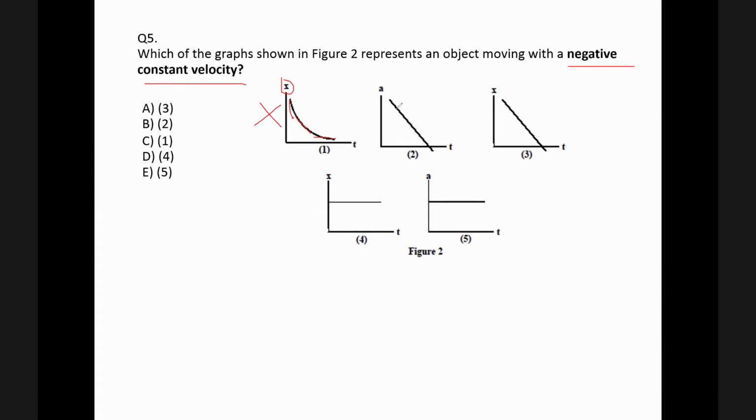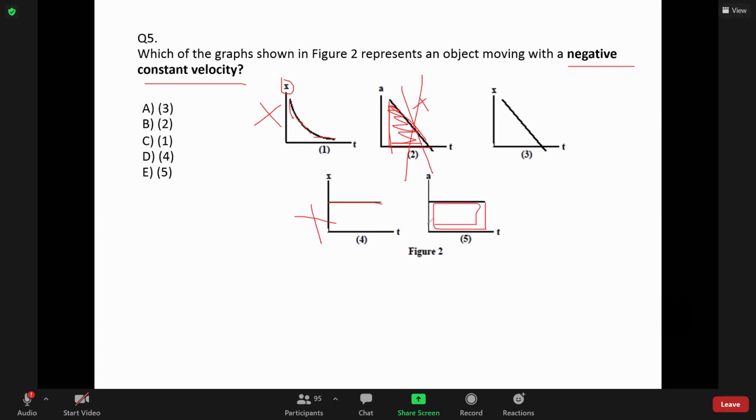How about this one? It is acceleration versus t, so the area under the curve represents the velocity. The velocity came to be positive. So I cannot take answer 2. Let's take 4, for example. This is x versus t. What's the slope? It is velocity. But what is the velocity here? 0. So this is also not the correct answer. For 5, the area under the curve is velocity. The velocity is positive. So 5 is not good.